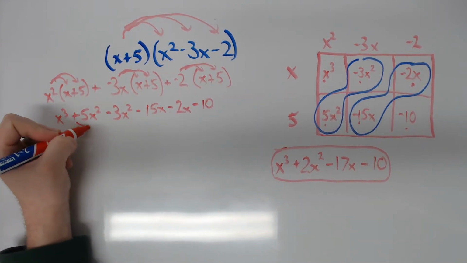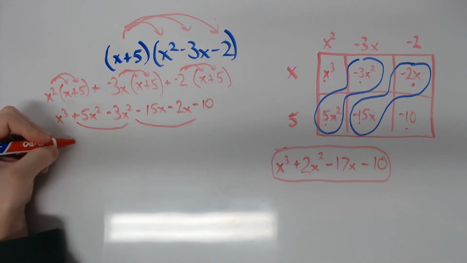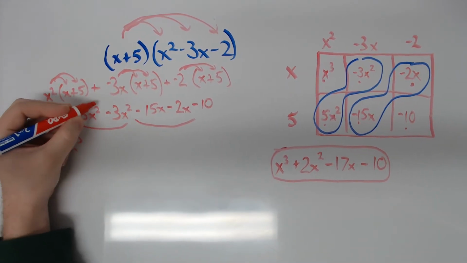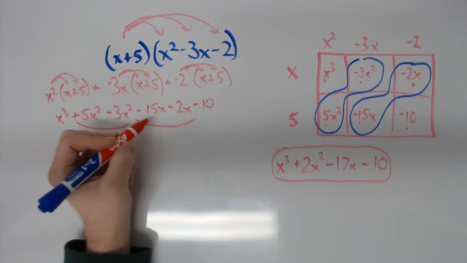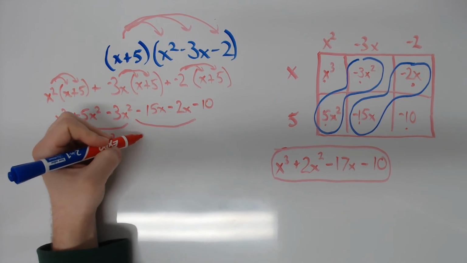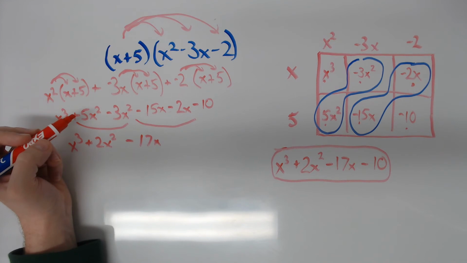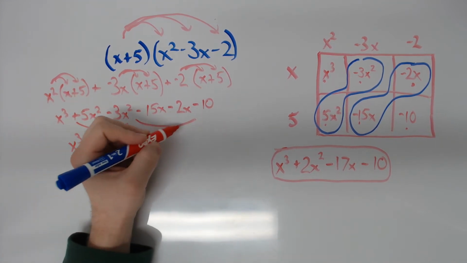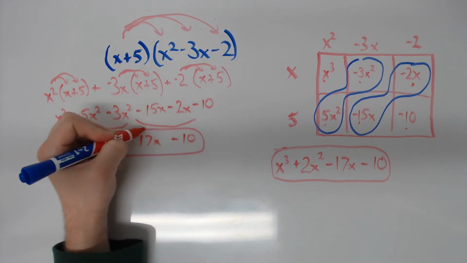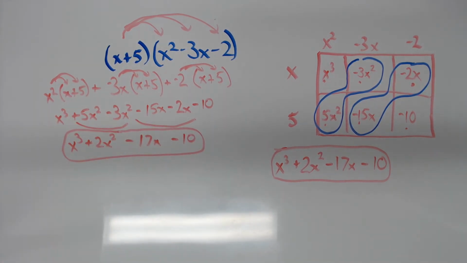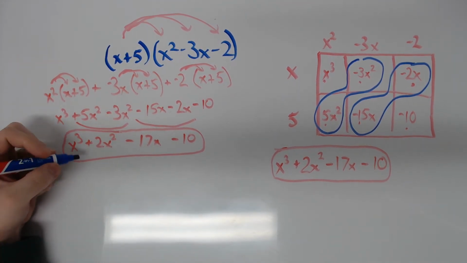And if you're not convinced yet, let's actually combine like terms and see that we get the same answer. X cubed plus 2x squared, 5 minus 3 is 2, minus 17x, negative 15 and negative 2 work together. So I add them and they make an even further negative number, and then minus 10. Same result, same polynomial.